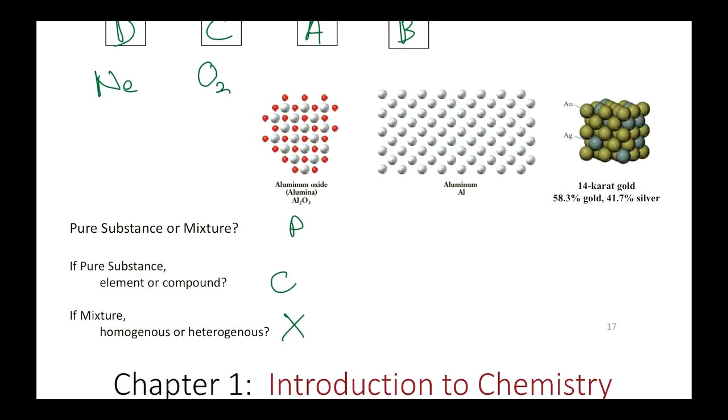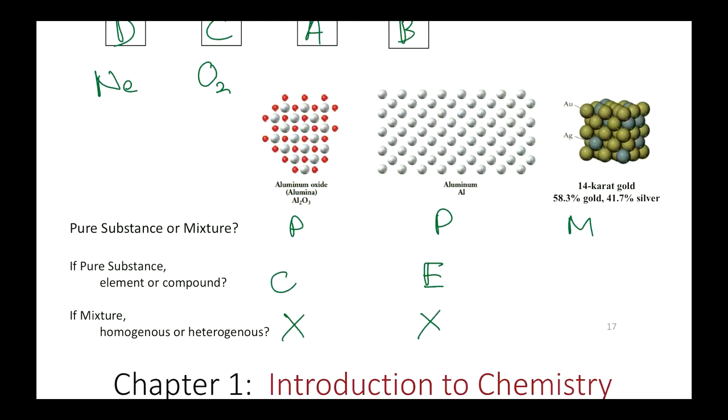All right, the next one, just aluminum. Pure or mixture? Pure, element or compound? Element, okay, don't have to do the mixture. All right, the last one, 14 karat gold. It looks like there's 58% gold, 41% silver. What is it? It's a mixture. How do you know? You use 2 formulas. Yeah, there's gold and there's the other thing, silver. So I had to use 2 formulas, so it's a mixture.